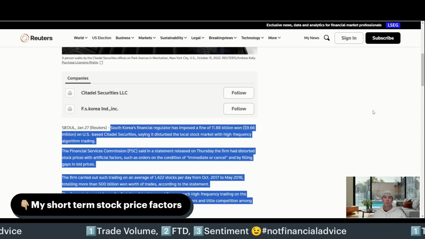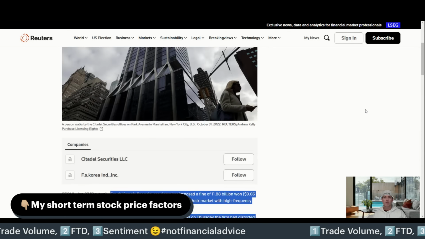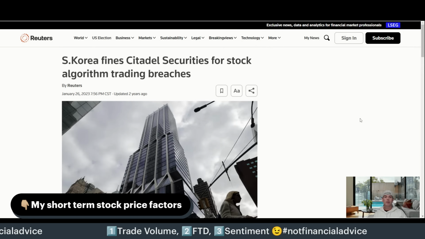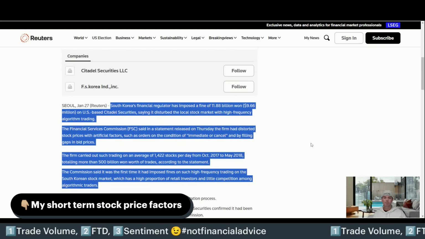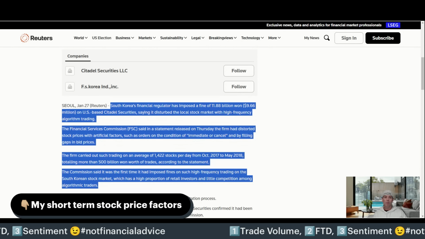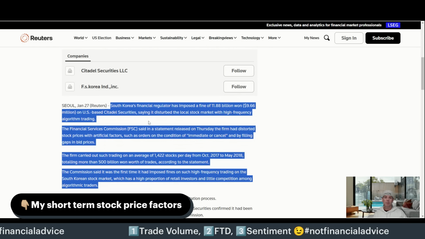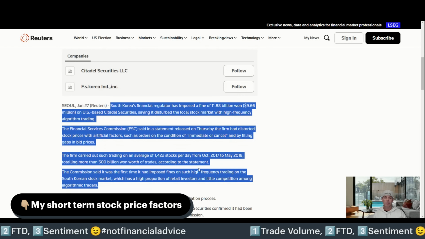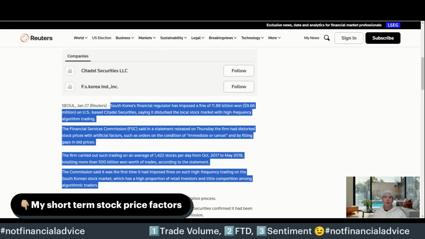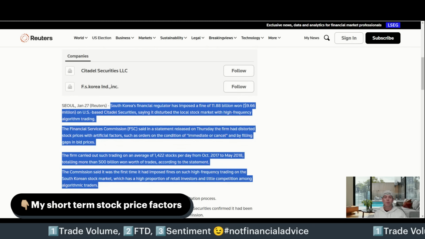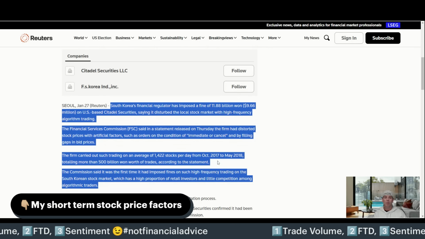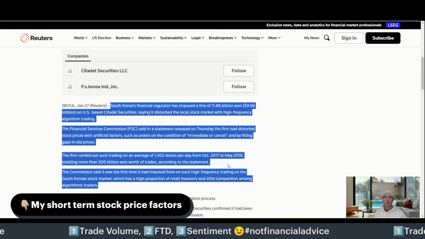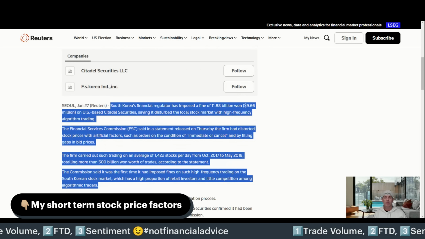If we move over to South Korea, they also fined Citadel, and this was for algorithmic trading breaches. But here's what I want to highlight from this one. The almost $10 million fine talked about Citadel disturbing the local market with high-frequency algorithmic trading. Now, here's the thing that's interesting. The firm carried out such trading on an average of 1,422 stocks per day from roughly 2017 to 2018, October to May, totaling more than 500 billion won worth of trades, according to the statement.